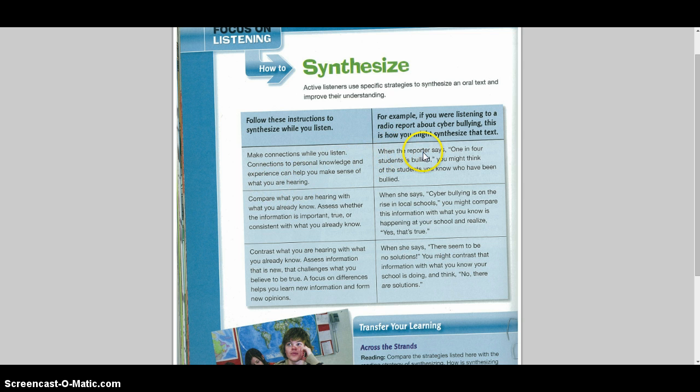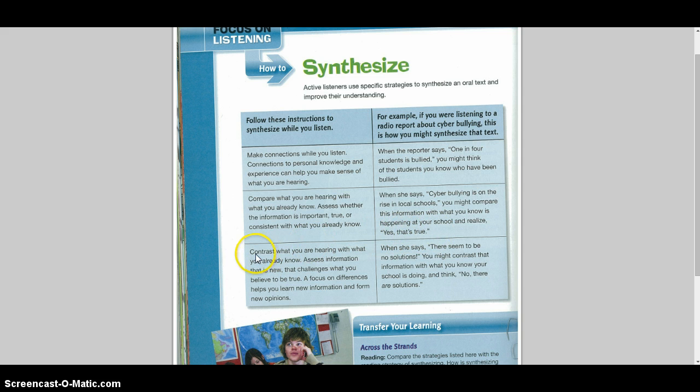So for example, when the reporter says 1 in 4 students is bullied, you might think of the students you know who have been bullied before. Another strategy while synthesizing is to compare. Compare what you are hearing with what you already know. Assess whether the information is important, true, or consistent with what you already know. So, for example, when she says cyberbullying is on the rise in local schools, you might compare this information with what you know is happening at your local school and realize, yeah, that's true.